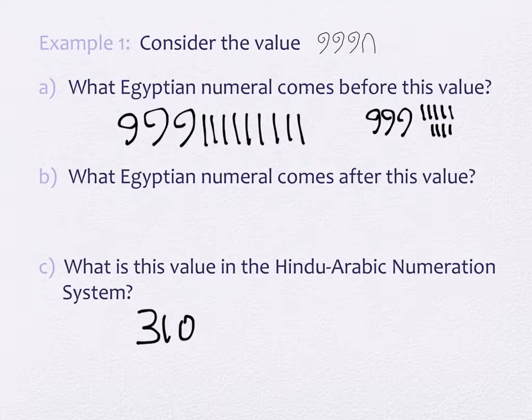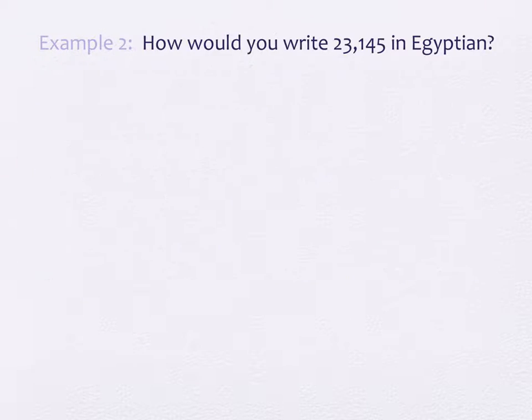What was the number that would be coming after it? 3 scrolls, a heel bone plus a vertical staff. 3 scrolls. Oops, I didn't mean to draw 4. A heel bone and a vertical staff. Okay, so this is the person that borrows another dollar from you. Yeah? Okay, so doing the numbers before and after is not so bad. Changing the digit into our numeration system, also not so bad.